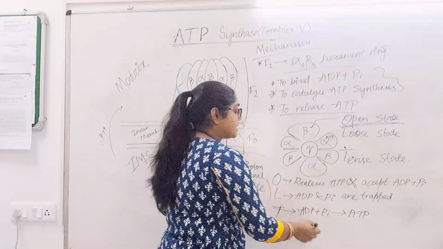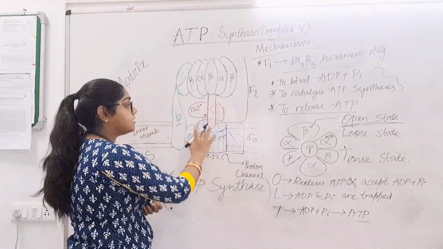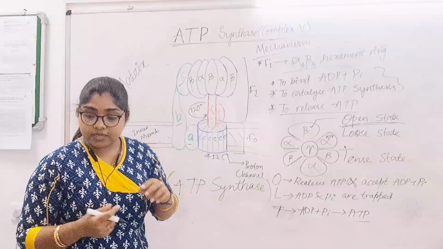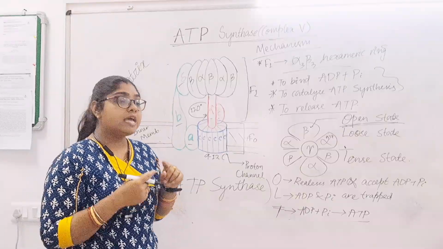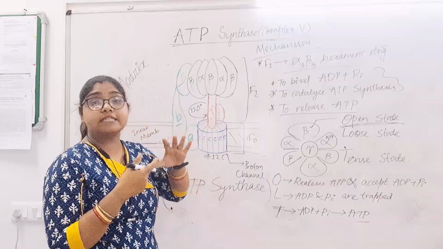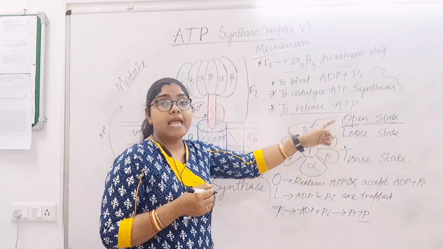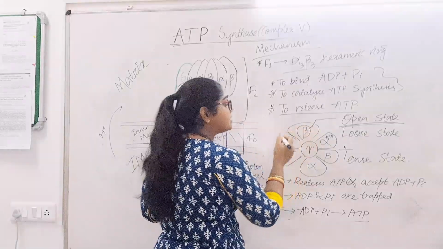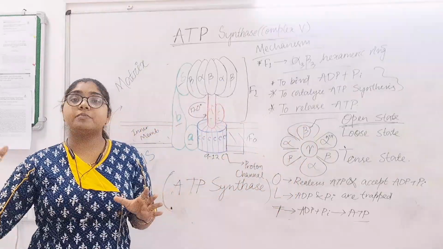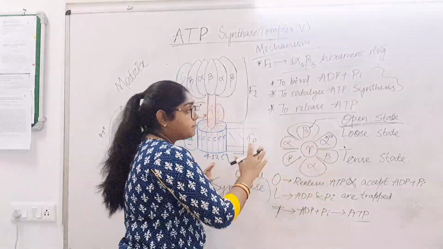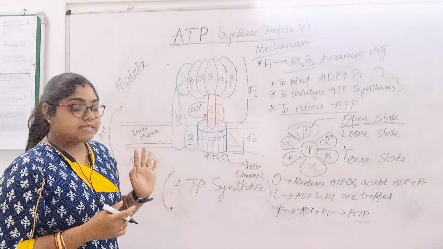So once ATP is prepared, the gamma center will rotate in anti-clockwise direction, and here it will convert to the open state and the ATP will be released. The beta subunit will be relaxed in the open state and it allows the ATP to be released out of it. So this is the mechanism of ATP synthase.